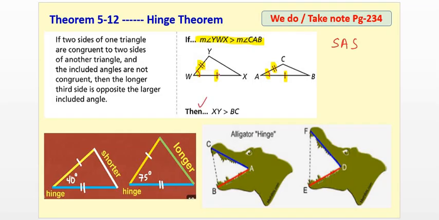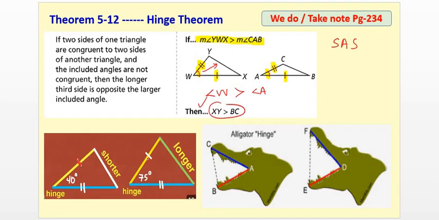Then what can we conclude? We can conclude that the side opposite the bigger angle, if you go across this triangle and look at the opposite side, it's XY. Because angle W is greater than angle A, the side opposite the greater angle will be greater in measure than the side opposite the smaller angle. That means XY will be greater than BC. Is that clear?